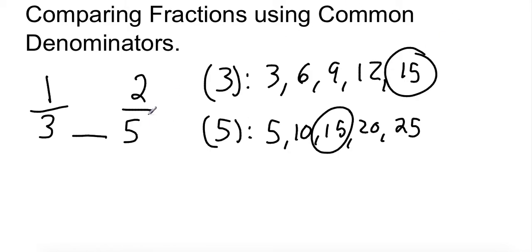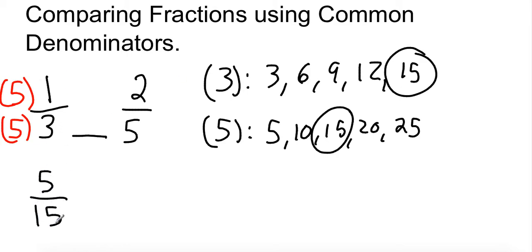So what I'll need to do is first take a look at my 1/3 and find out what I need to multiply my denominator by to have a denominator of 15. In this case, that's 5. 3 times 5 is 15. And whatever I do to the bottom number, my denominator, I'll have to do to my numerator as well. So I'm going to have this rewritten as 5/15.